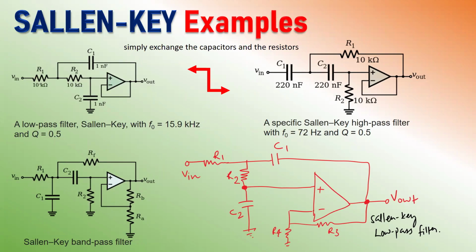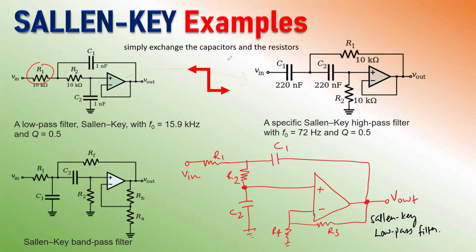Finally, let me show you examples of how the filters are designed with different topologies. As you can see, this is a low pass filter. This is a high pass filter. This is with a frequency of 15.9 and Q equal to 0.5. Here the high pass filter is designed with a frequency of 72 Hertz and Q equal to 0.5. Can you see the difference between these two topologies? This is a low pass, this is a high pass. What's the difference? I have simply swapped the positions of resistors and capacitors in this configuration.